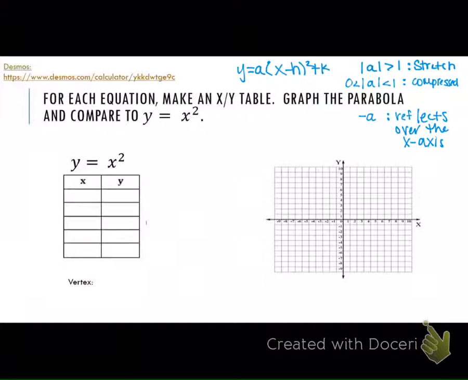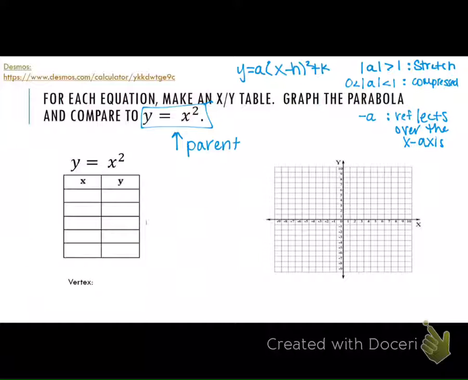Who can tell me the name of this function right here? What is that function? No, what is the name of that function? It's the parent function. It is the most basic function, meaning it's the default function. It doesn't move left or right. It has the normal out 1, up 1, out 2, up 4, out 3, up 9 pattern. It does not have any changes to it.